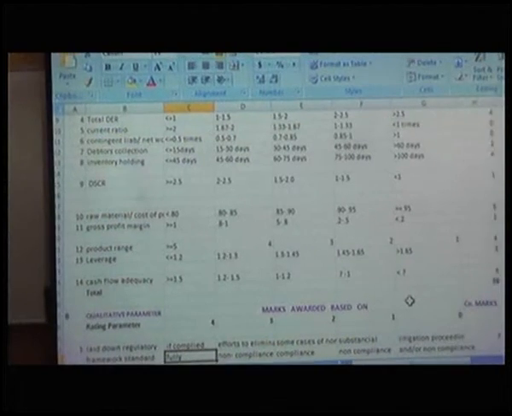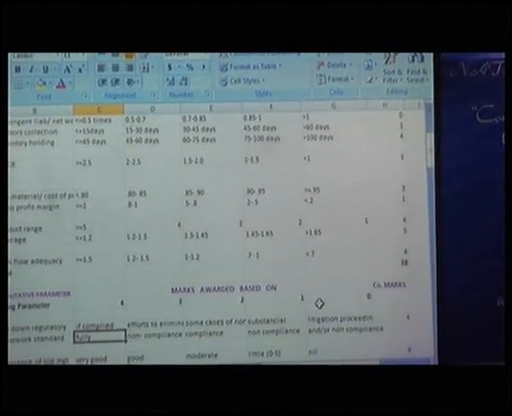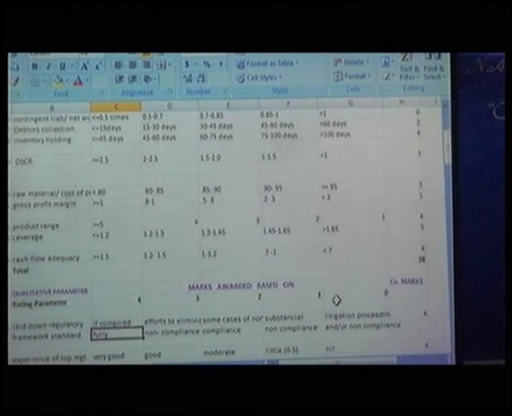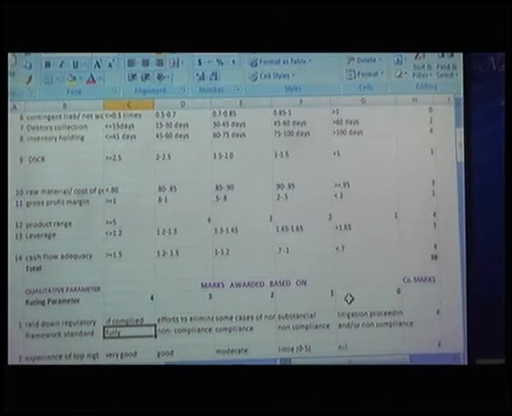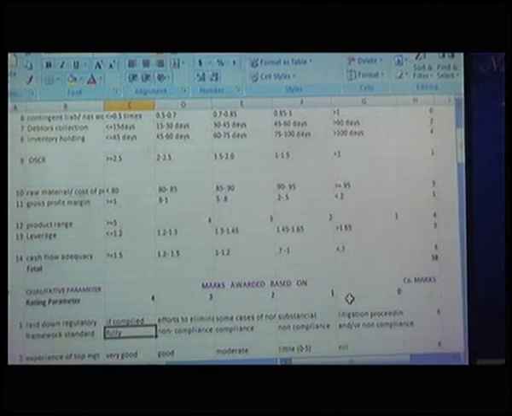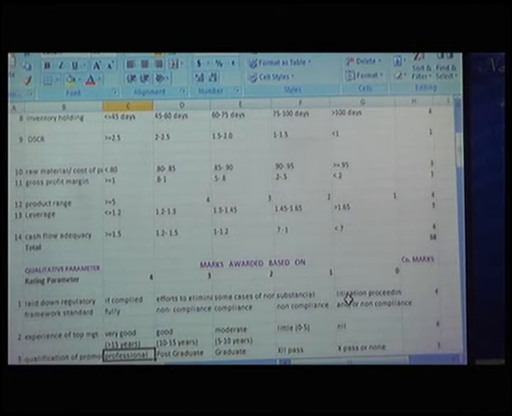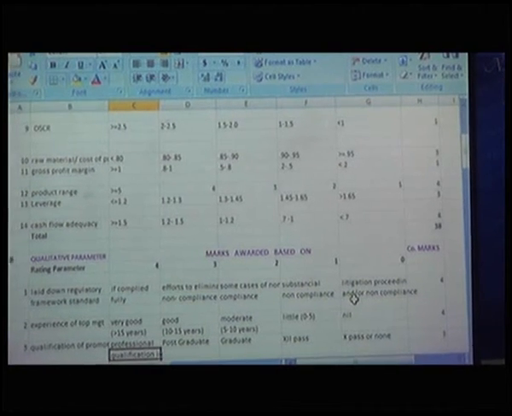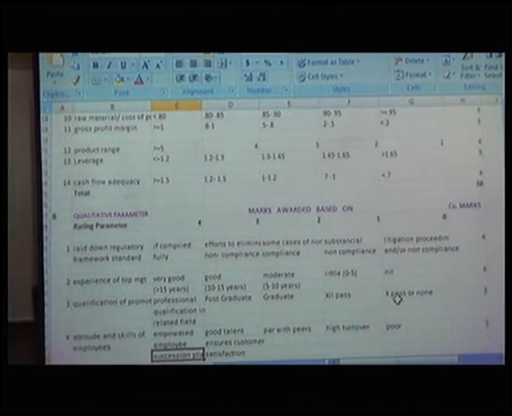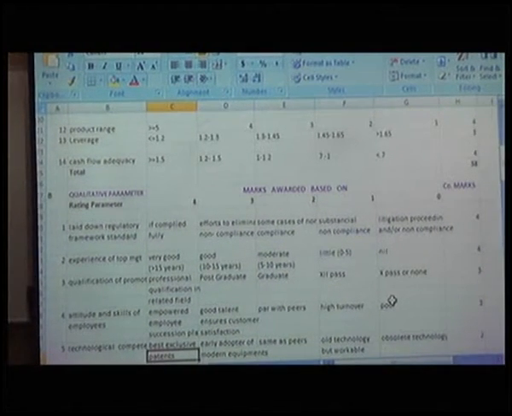The first one is the laid down regulatory framework standard. So if there is full compliance, then full marks are allotted, that is 4. And if there are litigation proceedings going on for non-compliance, then 0 marks are allotted. In that way, it has been graded into 4 different categories. The same goes for experience of top management, qualifications of promoters, attitudes and skills of employees, technological competence.